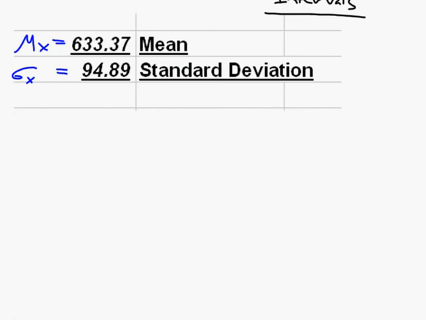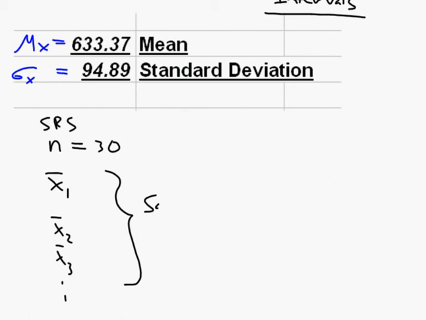What we can do is designate a sample size. So let's pretend we're going to take SRSs, simple random samples, of size n equals 30 out of this population, and then every time we pull 30 scores out, we're going to create an X bar. So there'd be a first X bar, and a second X bar, and a third X bar. And as a matter of fact, there'd be many, many X bars. And the list of all those X bars together is referred to as the sampling distribution for X bar.